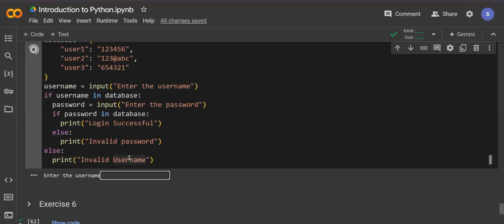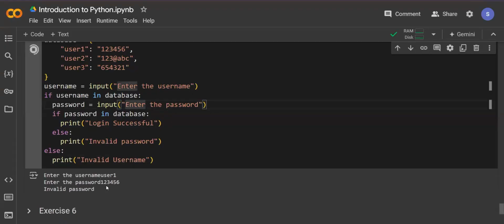Enter the username. Let me give the correct username now. User1. Now it is going inside the if statement because the username is correct, that is, the username is present in the database. So it is asking to enter the password. Let me enter the password as 123456 and let me run this. Now we can see we are getting the answer as invalid password.